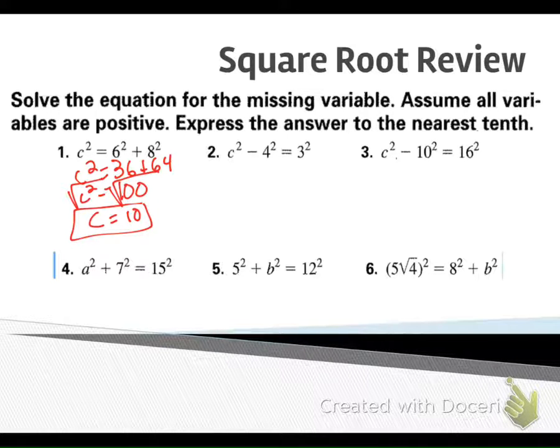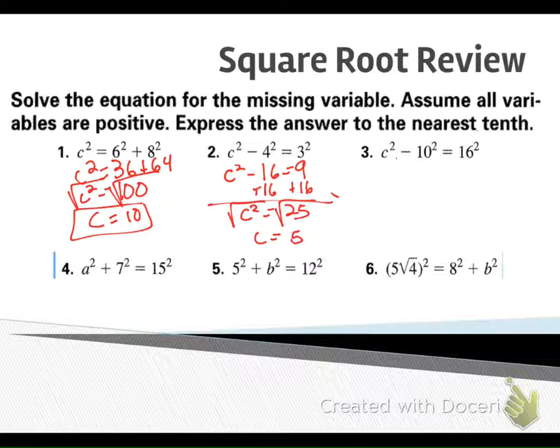Okay, next one up, we have c squared. What is 4 squared? 16 equals 3 squared. Okay, what do I do next? Add 16 to both sides. We end up with c squared equals, what do I do next? Square root. C equals, nice job.